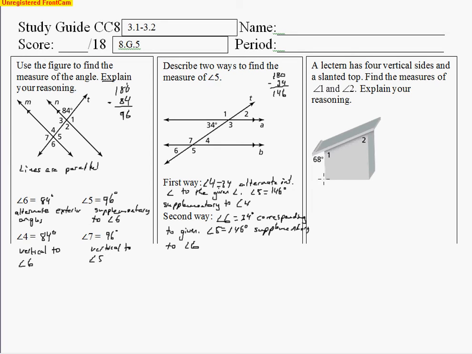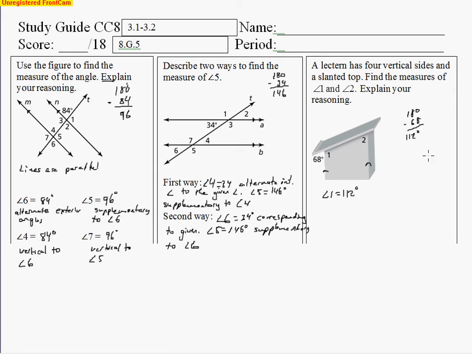So this is one parallel line here. This is the other parallel line here. And so you can see how these are both internal angles inside the two parallel lines that we have. And so when I go ahead and find angle 1, since that makes a straight angle with the given, I'm going to subtract 68 from 180 degrees. And so when I get that, I end up with 112 degrees. And so from there, I'll know that angle 1 equals 112 degrees.